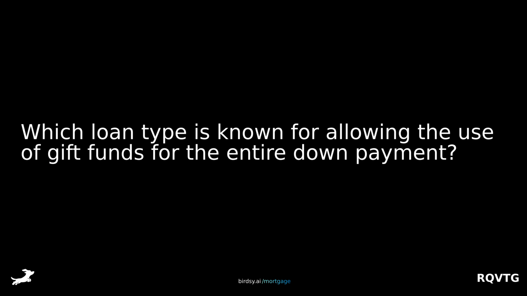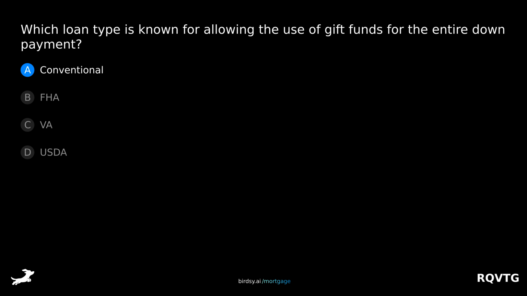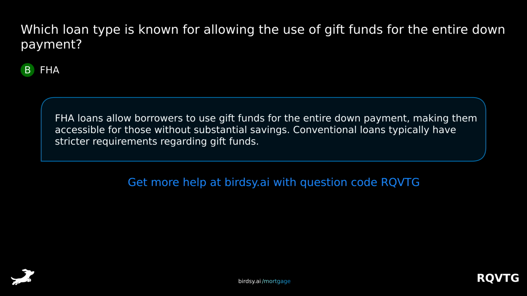Which loan type is known for allowing the use of gift funds for the entire down payment? Is it A, conventional, B, FHA, C, VA, or D, USDA? The answer is B, FHA. FHA loans allow borrowers to use gift funds for the entire down payment, making them accessible for those without substantial savings. Conventional loans typically have stricter requirements regarding gift funds.